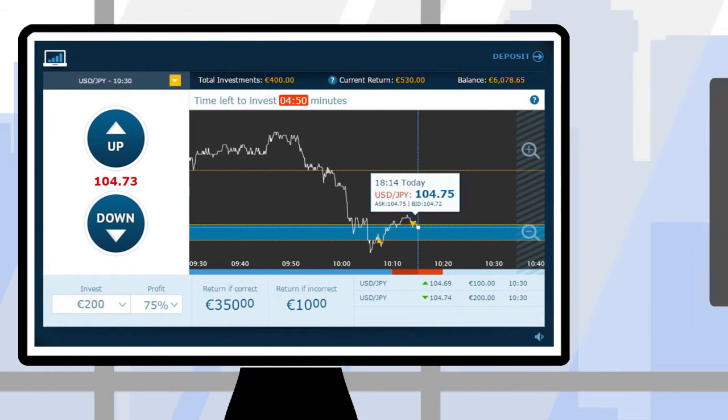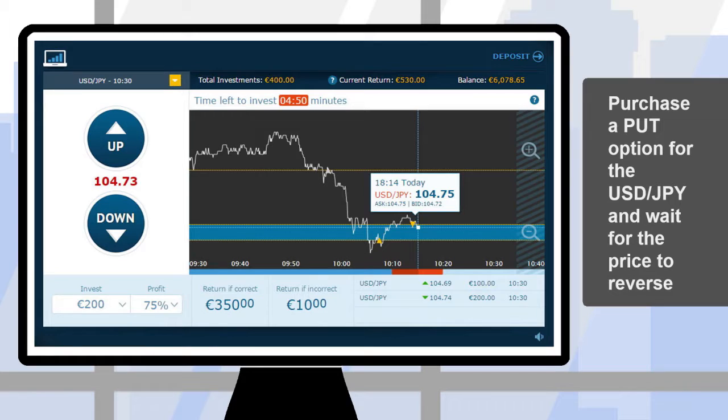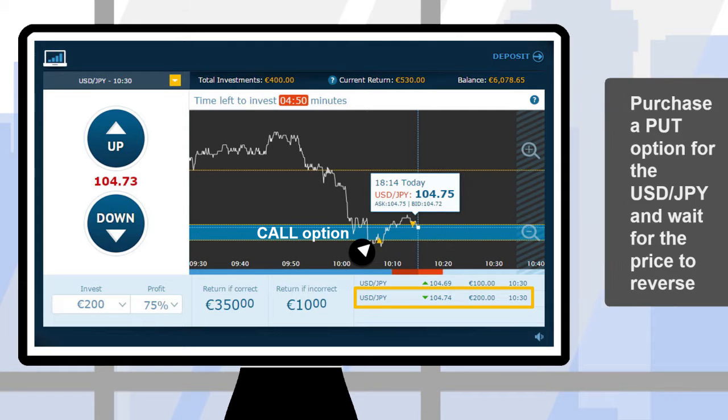As soon as the RSI reading reaches 70, purchase a put option for the US dollar Japanese yen and wait for the price to reverse its course. In our example here, we purchased a put option priced at 104.74. This way, you will be able to catch the upward movement of the price trend with your call option.